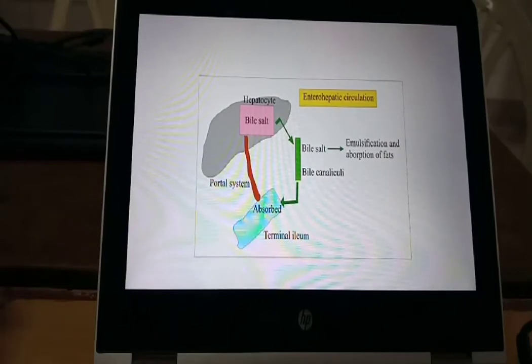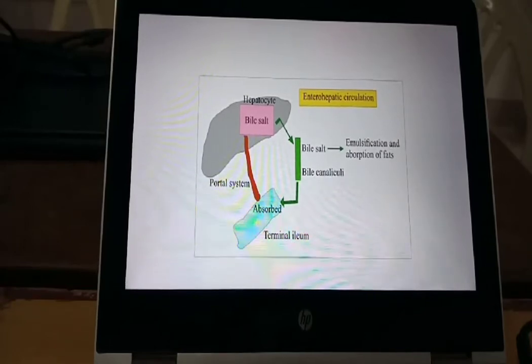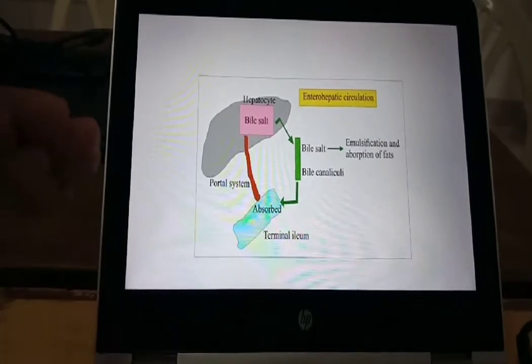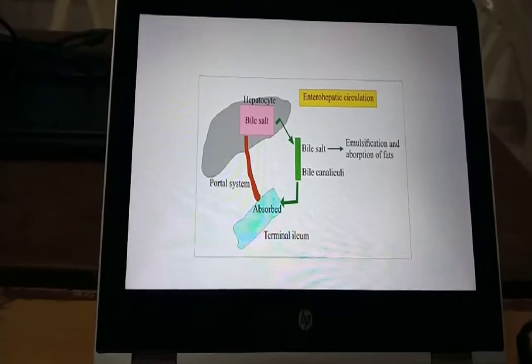The hepatocytes secrete the bile salts. What happens is, through the terminal ileum, when whatever we eat travels through the gut, it gets absorbed from the jejunum, the ileum, the stomach and all that, and then goes through the veins into the portal system. I'll deal with the portal system in detail later. Now, the portal system is a circulatory system.